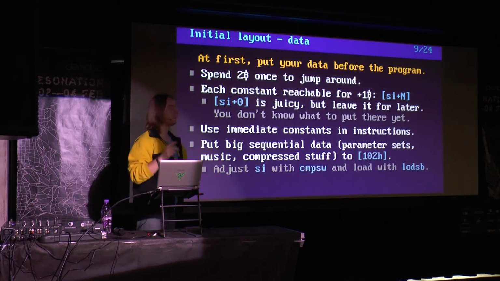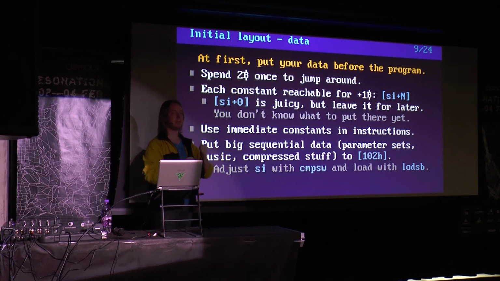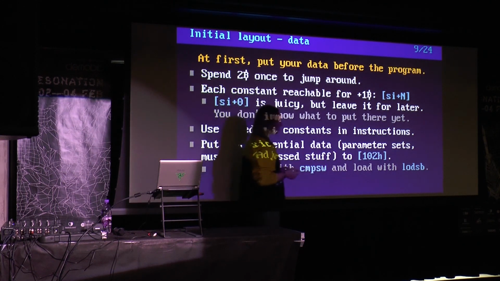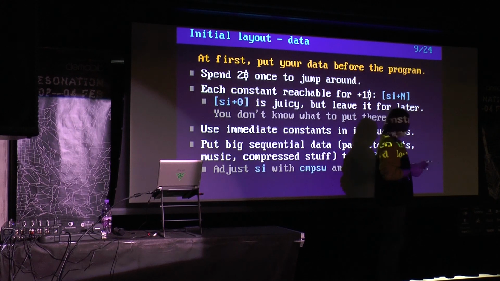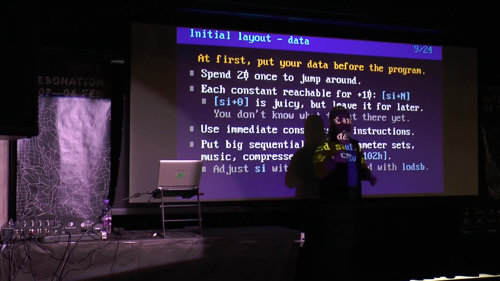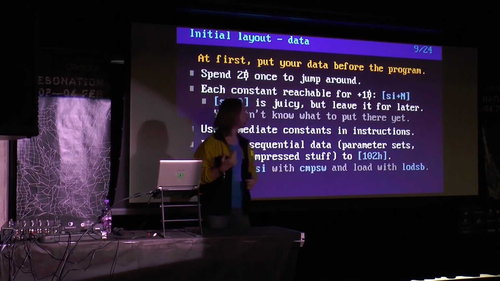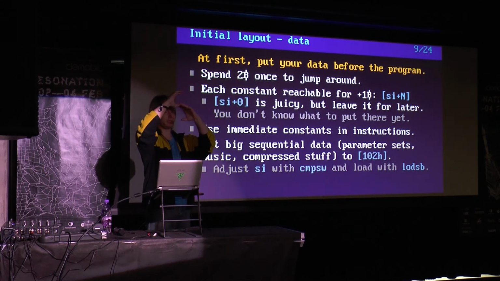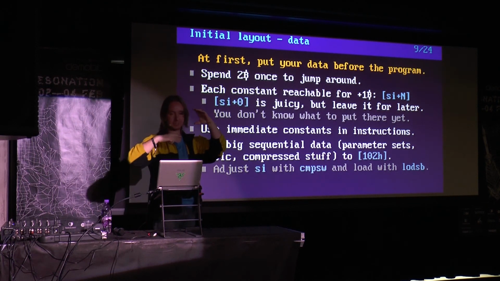If you have something big, some sequential data that contains, for example, 30 bytes or 60, it's good to put it at the start of the program because of the ugly instructions that use SI for loading. So if you have something like that, put it at the start of your data part, and then you can use the modified SI after you load it in for addressing the rest of the constants.